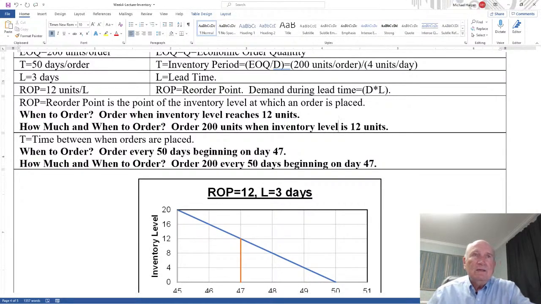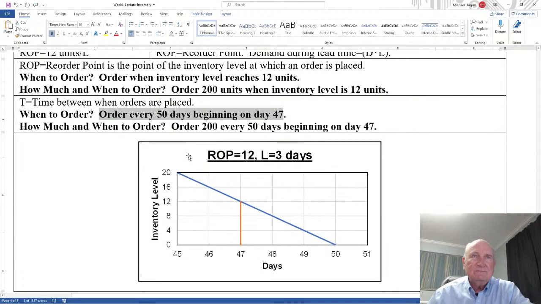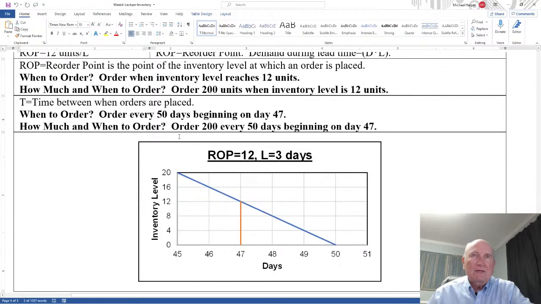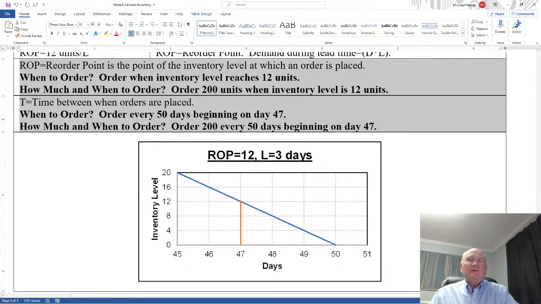is 12 units, which is ROP. Or T is the time between the orders are placed. When do we order? I order every 50 days beginning on day 47. How much do we order and when do I order? I order 200 units every 50 days beginning on day 47. Because 50 days is my inventory period. So both of these will answer the question when to order. When my inventory level reaches 12, or I'm going to order it once every 50 days, beginning on day 47. Okay, good.